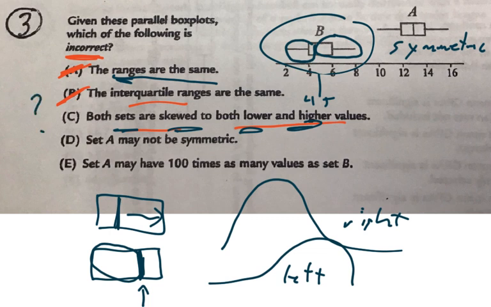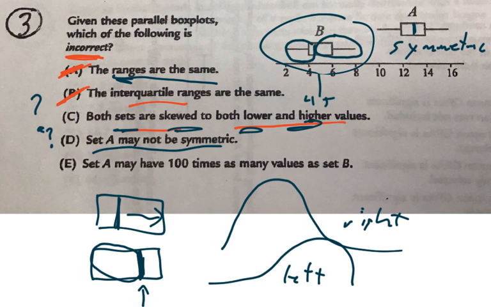So guys, I'm tempted to pick C, but remember, always check your other choices. Answer D: Set A may not be symmetric. That's a tough one to swallow, guys. The median is maybe slightly right of center, right? So I still consider D incorrect, okay? A, you should recognize, let's say 95% of the time, as basically approximately symmetric, okay?